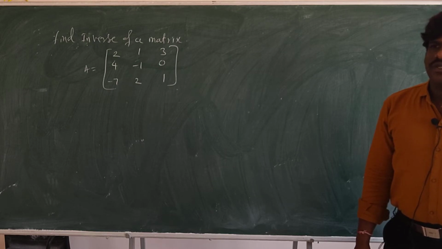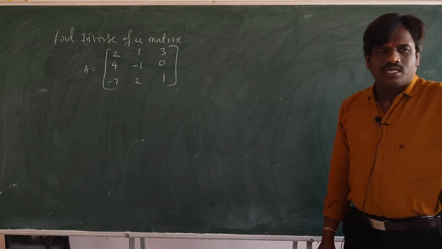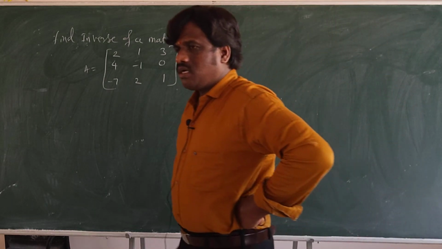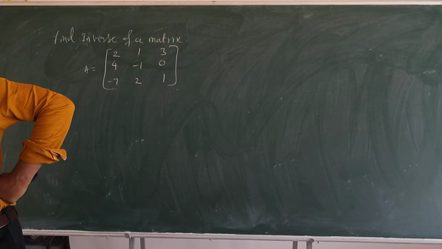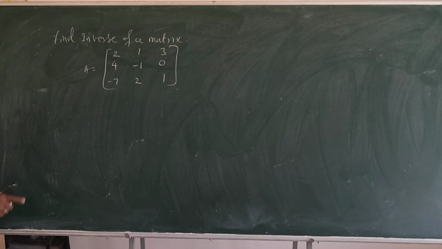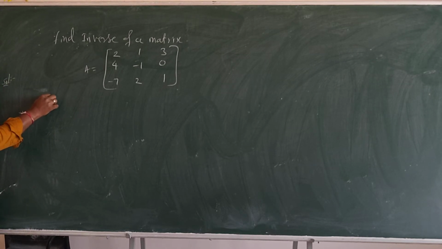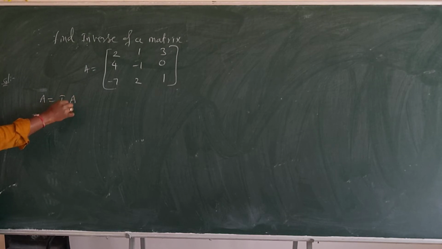Which method do you want? Elementary transformation or the cofactor method? You can do it, right? So elementary transformation I'll explain. After that I'll explain the shortcut also. So first, elementary transformation: if I want to find the inverse of this, what we have to do here is write A is equal to I into A. Always remember this, the matrix is equal to I into A we should write.